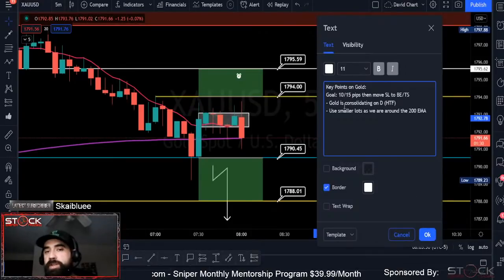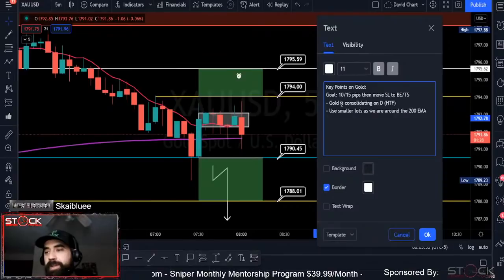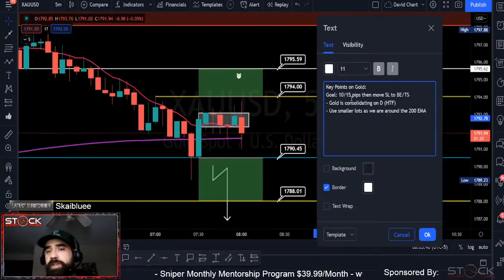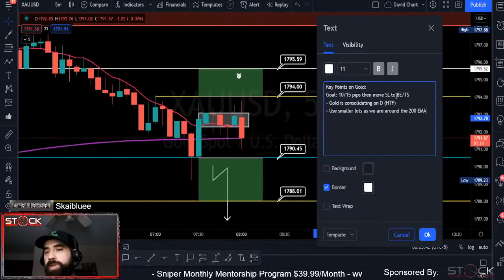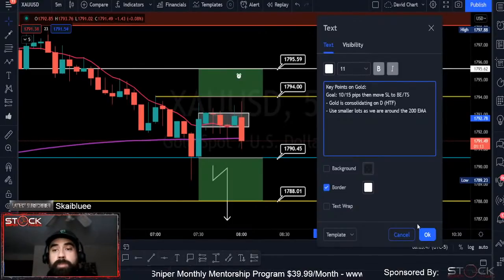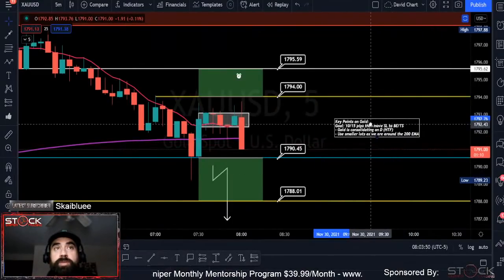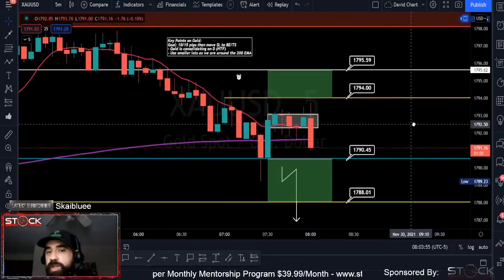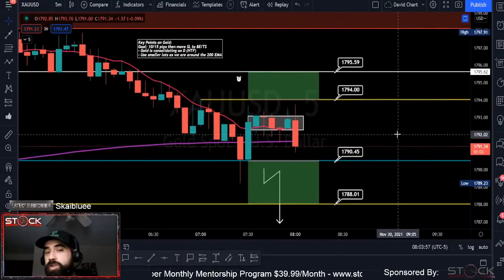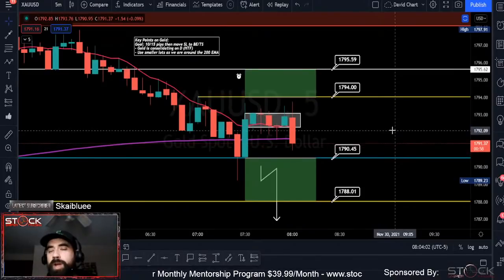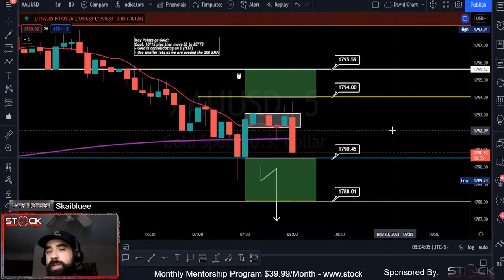Guys, so you can see that gold is consolidating on the daily, all right? Use smaller lots because we're on the 200 exponential moving average right here, okay? The goal is 10 to 15 pips. Once you hit this, you can move your stop loss to break even, or you can do a trailing stop. Look at your trailing stop, it's very important. If you guys don't know about trailing stop losses, that'll be an option in your MetaTrader 4. Just make sure you understand that you want to set your trailing stop to maybe 5-10 pips depending.